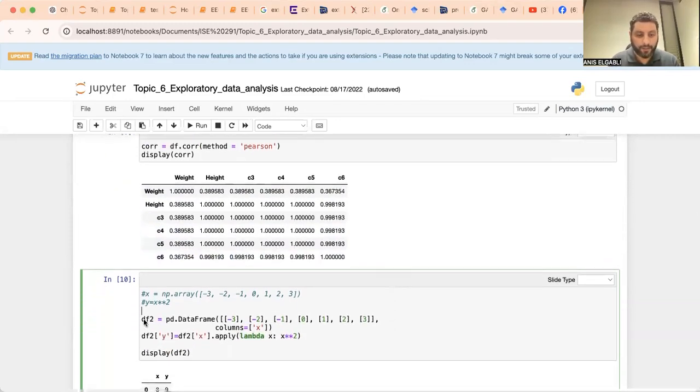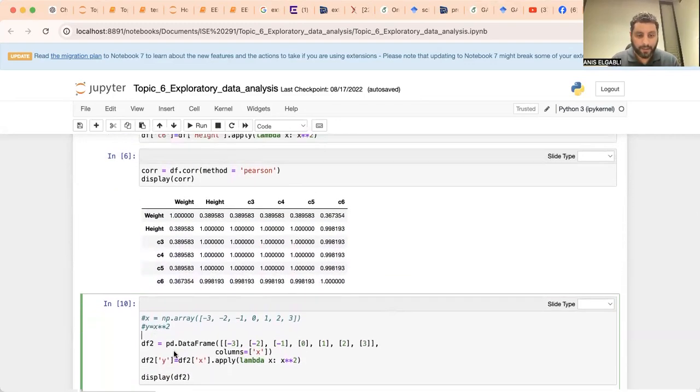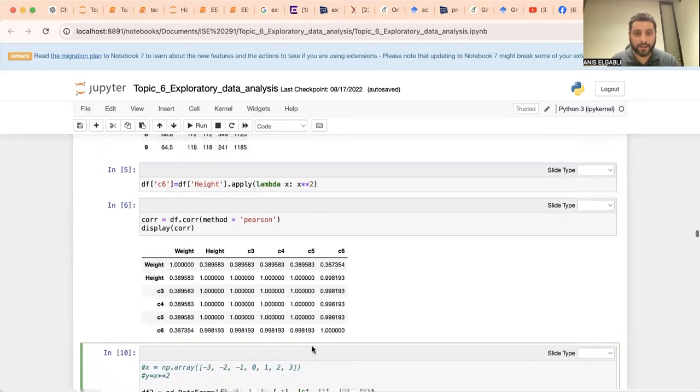Let's consider this example here. I created this data frame, df2. So we have negative and positive numbers. This column is defined as x. This is our first variable. And I defined a new column y, so every element in y is equal to x squared. So this is the same relationship. It's a non-linear relationship, a quadratic relationship. y is equal to x squared.